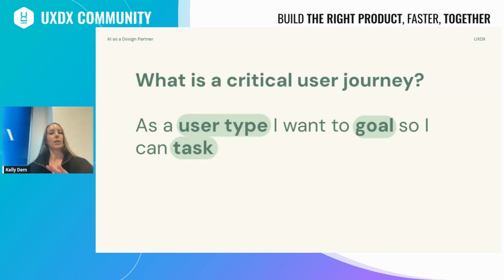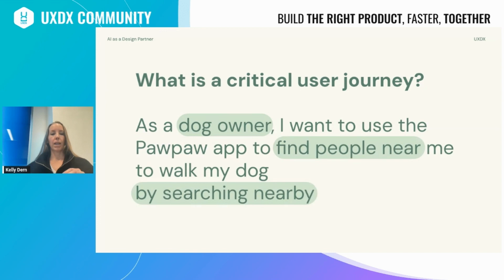So I'm going to break this down even more using Gen AI. If you're breaking down what is a critical user journey, which we'll need for the exercise, it's: as a user type, I want to goal so I can task. In this example, I'm going to use this hypothetical app that I made up called the Pawpaw app. So as a dog owner, I want to use the Pawpaw app to find people near me to walk my dog by searching nearby.